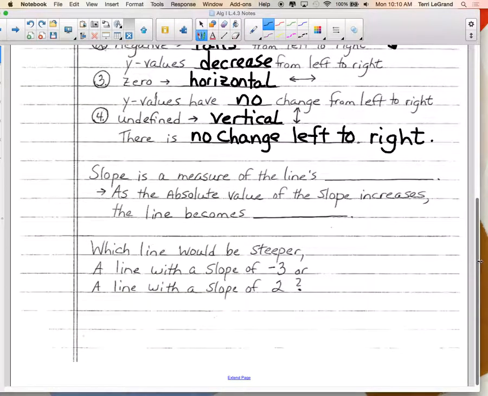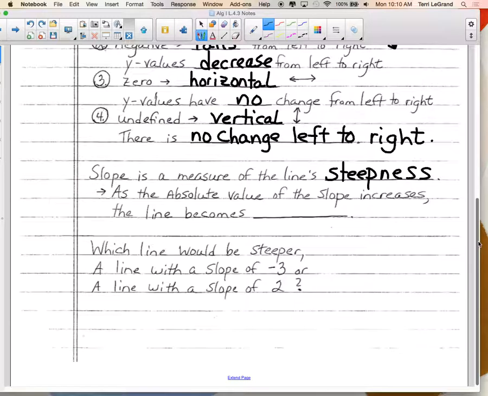Okay, slope is a measure of the line's... Anybody have any idea what I might be looking for here? Slope is a measure of the line's steepness. Rate of change is, you could say that. How steep is it? Remember we talked about that negative $53 per day had the steepest line segment? So when we talk about slope, it's really measuring how steep is that line. How fast is the y value changing compared to the x value? And so here's how we determine which is going to be the line with the steepest slope, the greatest slope, without having to graph it.